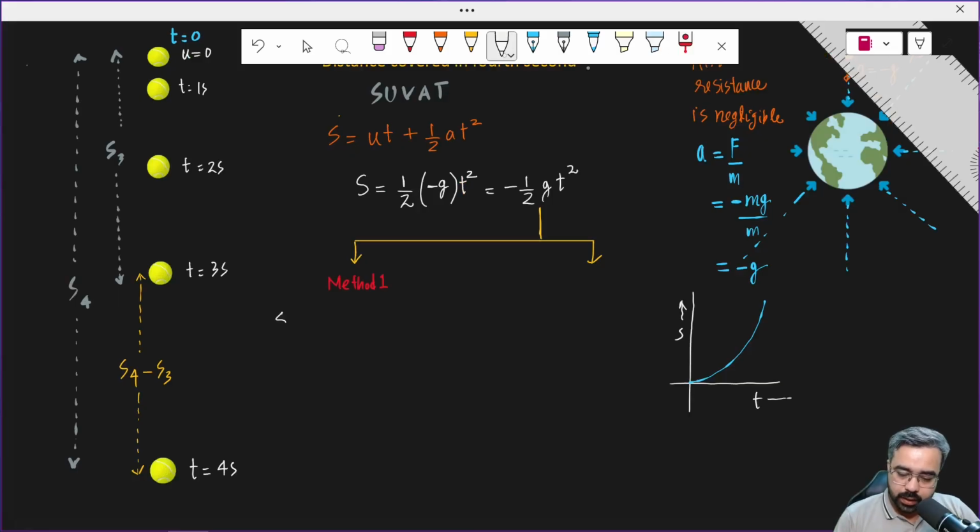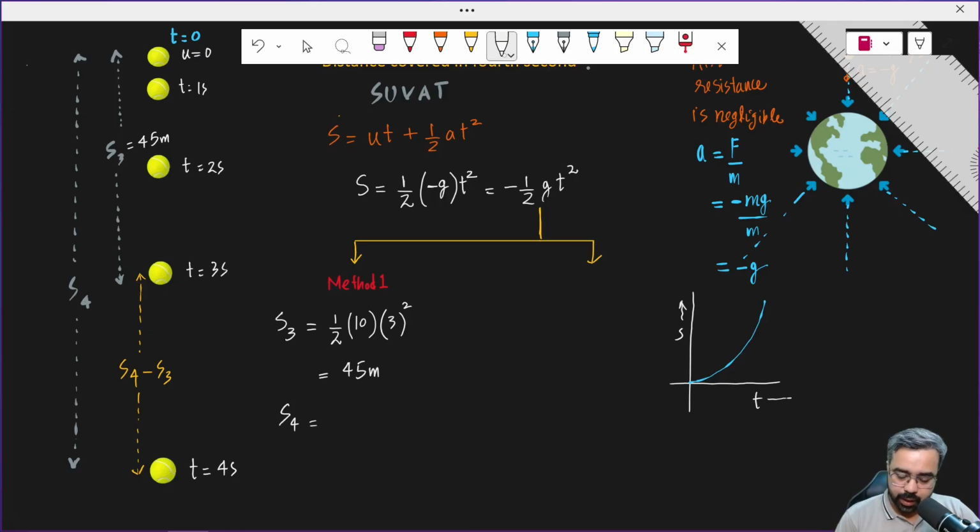So what is the distance covered in the 3 seconds? It is equal to 1 over 2. Now I'm not writing a negative sign because I'm finding distance. Taking g as 10 and 3 seconds, 3 squared, it will be 90 over 2, which is 45 meters. It means that this ball has covered 45 meters in the first 3 seconds.